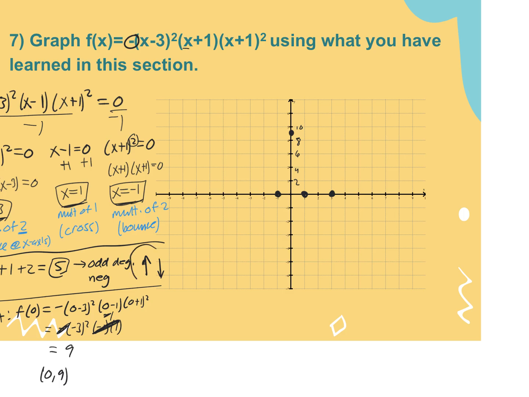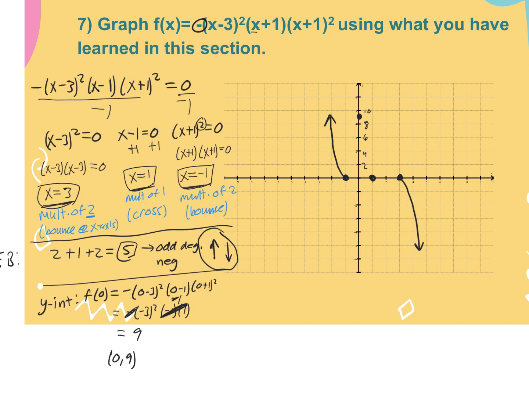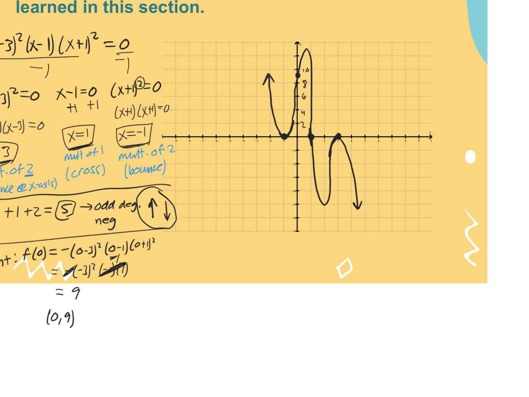Because I know that it's going to be up and then down, I know over here I'm going to have to go up at some point, and then over here I'm going to have to go down at some point. And because my zeros of x equals 3 and x equals negative 1 have multiplicity of 2, I know that here I'm going to have to bounce back, and then here I'm also going to have to bounce back. But because x equals 1 had a multiplicity of 1, I know I'm going to have to cross here. So then I'm going to go up, cross my y-intercept. I know eventually I'm going to have to come back down, and then go down and then come back up and then bounce back. So it looks something like that.